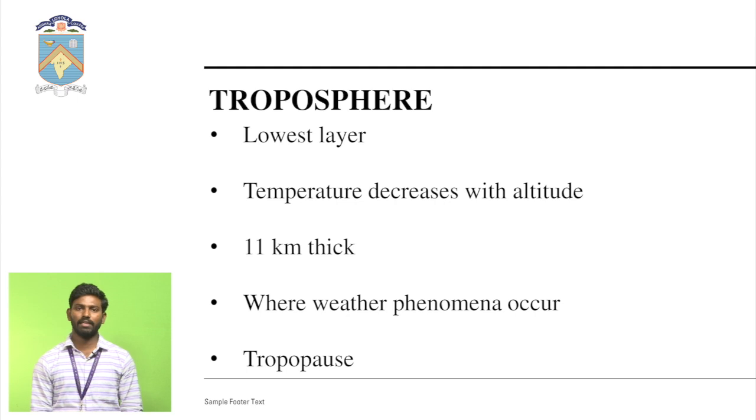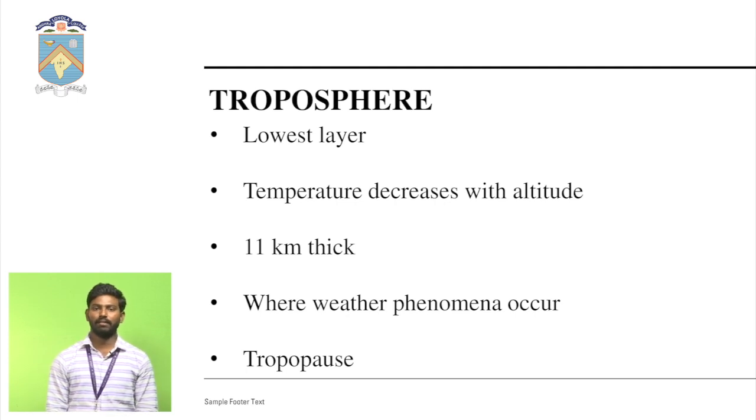That means most of the things are happening in this region, related to weather, whether it may be cyclones or thunders, whatever is related to earth, these are happening in this layer. This is one of the major points where we are going to survive. The thickness of this will be 11 kilometers; from the equator it extends up to 18 kilometers, and from the poles it extends up to 7 to 8 kilometers.